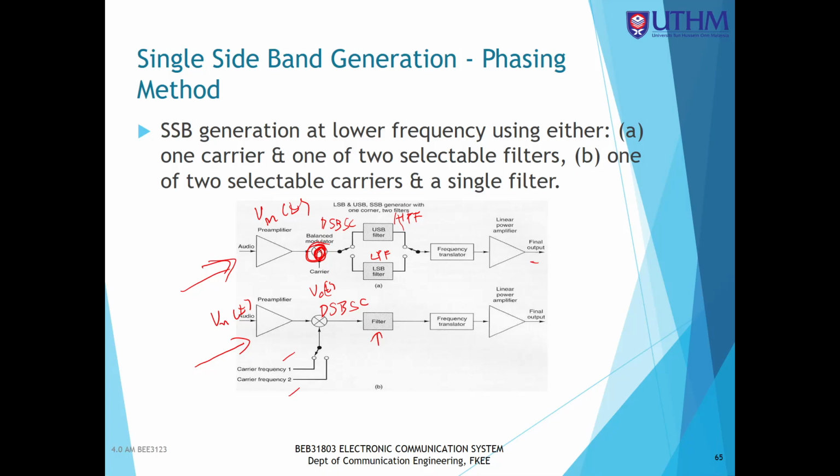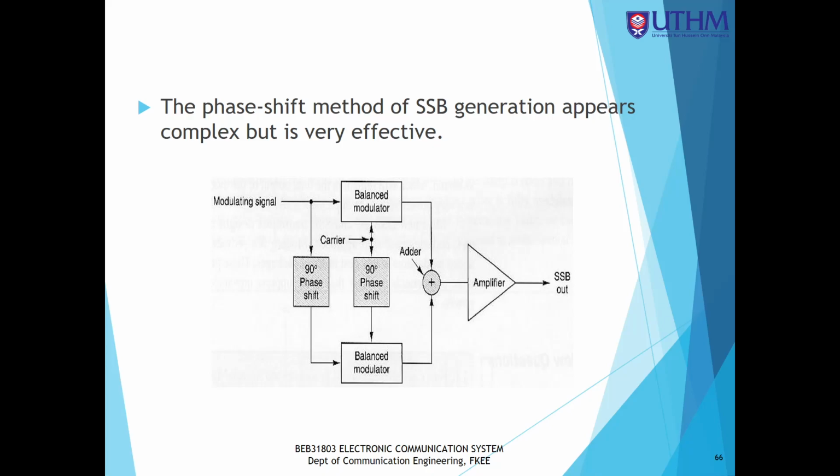Okay, the filtering method. We can also produce single sideband without using a filter. So this is the phasing method. The phasing method will remove the unwanted sideband based on different phase. Sorry, by filtering based on the phase. We filter out based on different phase, so mathematically, it can be cancelled out.